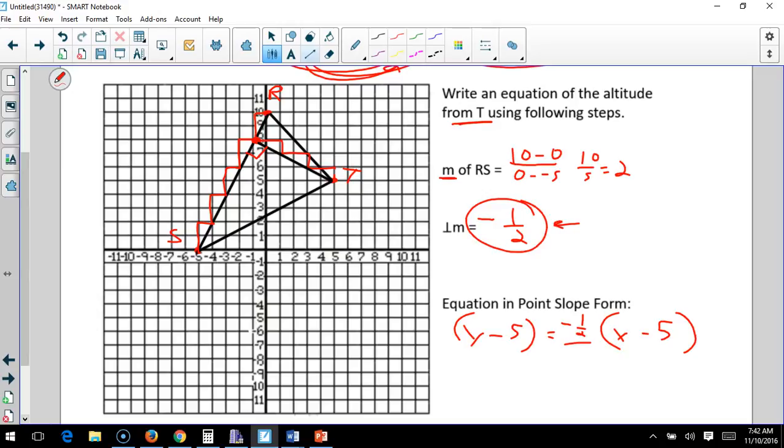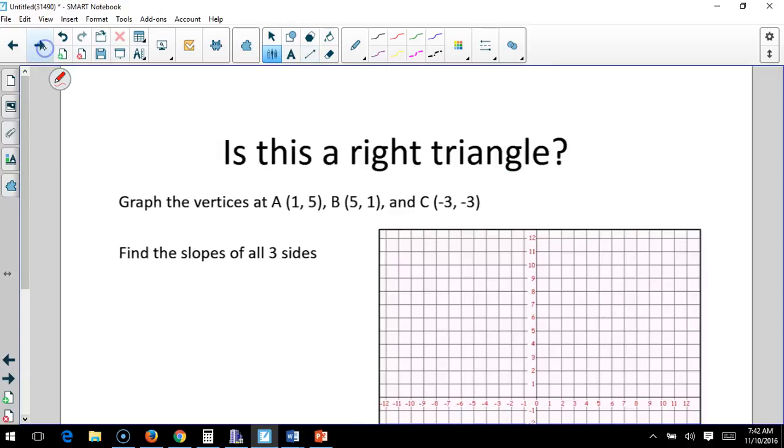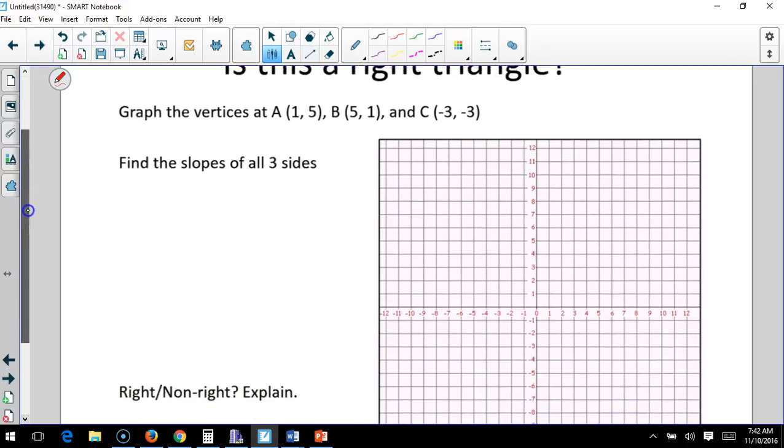And remember, with the slope of negative 1 over 2, or 1 over negative 2, you can look at it 2 different ways. Down 1, right 2, or up 1, left 2. Same slope.